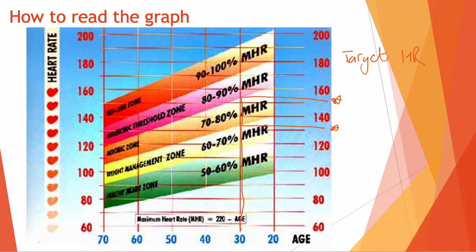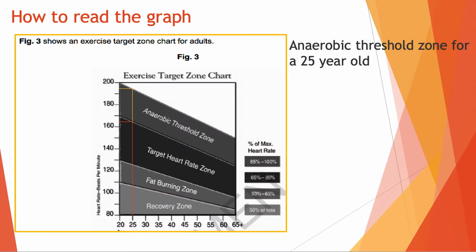So in this example, the lower end of their target heart rate would be about 133 beats per minute, and the upper end of their target heart rate would be about 155 beats per minute for this session. Sometimes it's called a target heart rate, sometimes a working heart rate, sometimes a training heart rate. It's all the same thing. It's essentially the heart rate that we are trying to achieve and maintain during the session in order to stay in the desired zone. Let's have a look at a different chart.